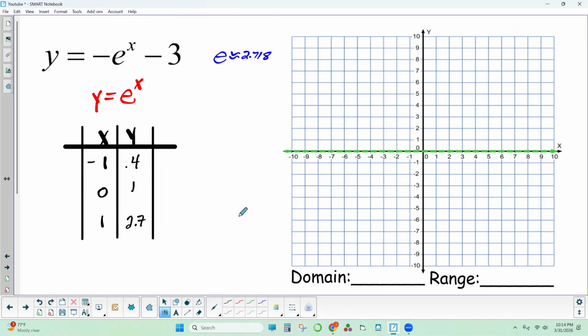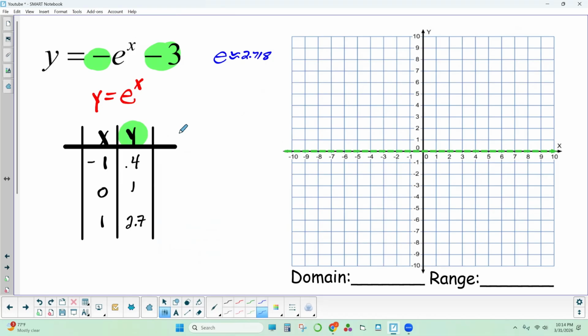Okay? All right. Now, looking at my transformations, I have nothing up here inside the function. So there's no horizontal transformation because the input's just x. Okay? So outside the function, I've got this negative 1 out in front and minus 3. So we have a reflection over the x-axis and a shift down 3. Okay? These both apply to our y.